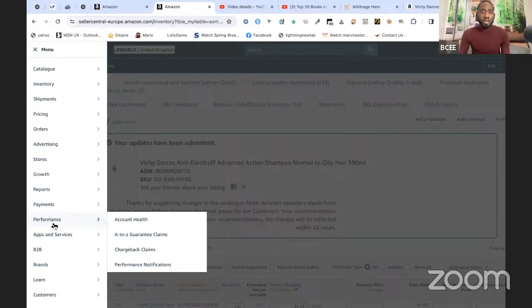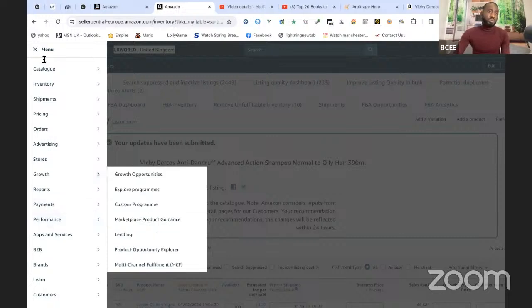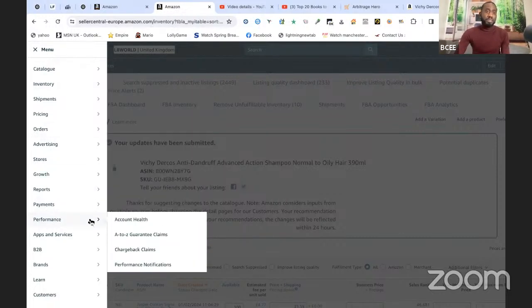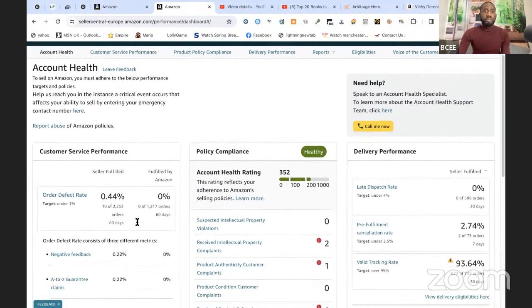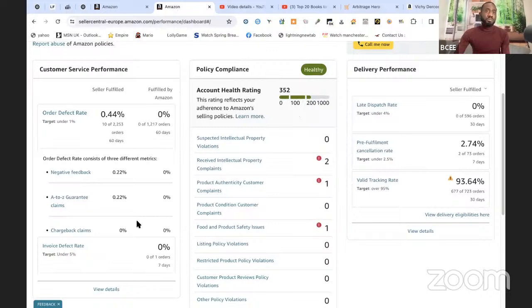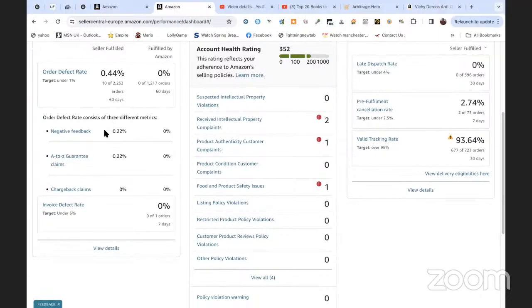So how do you see your account health? You go to performance, you go to account health, then you look at this side. This side talks about customer service performance. For customer service performance, they expect you to have a target of under 1% on order defect rate. And these are the metrics for order defect rate.